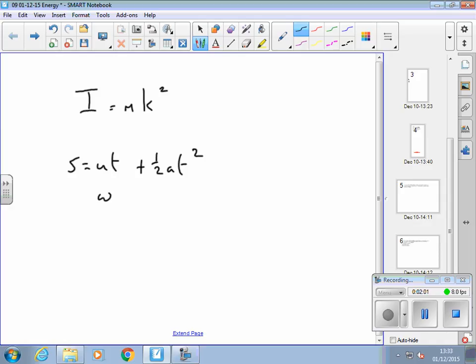Omega. Well, it's exactly the same as this. So instead of u, we've got omega 1. Now, not omega. Alpha, good, for the angular acceleration, equals theta. The angle, total angle turned through. Exactly right. So omega is the angular velocity. Alpha is the angular acceleration.